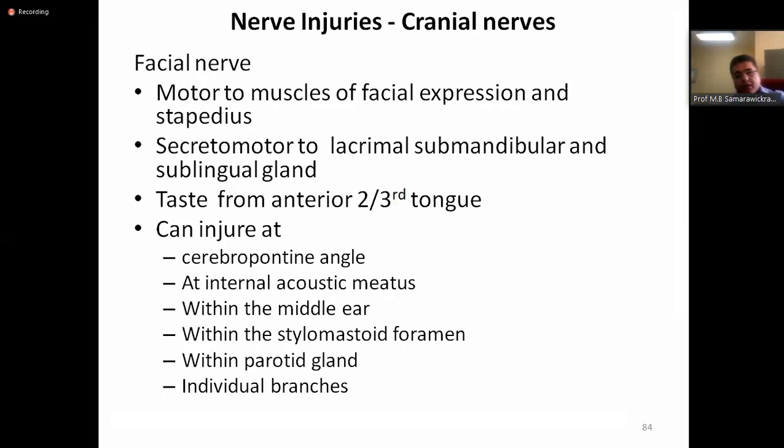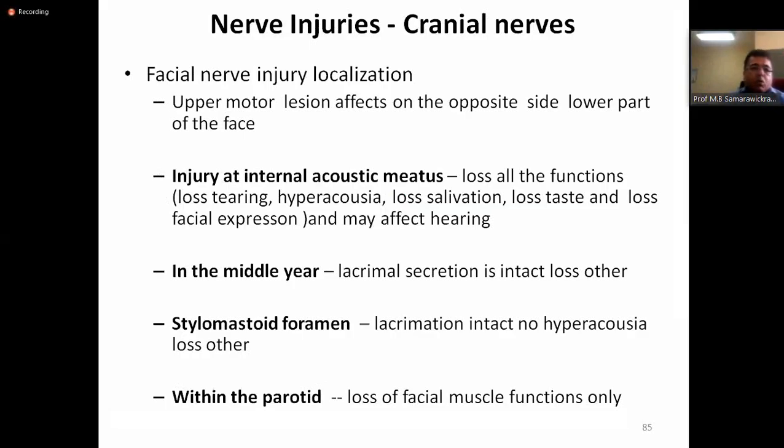So facial nerve ins and outs, you must know everything for the purpose of your neuroanatomy as well as gross anatomy, head and neck, right? So this can be questioned at any place: MCQs, SBAs, essays, viva, right? So you must know how to localize. So an upper motor neuron lesion at the nuclear level affects the opposite side lower part of the face. The reason, the anatomical basis, you must have learned in your neuroanatomy, right?